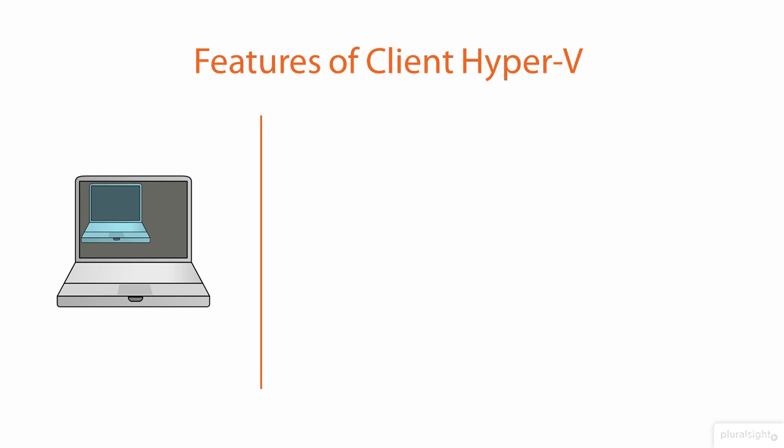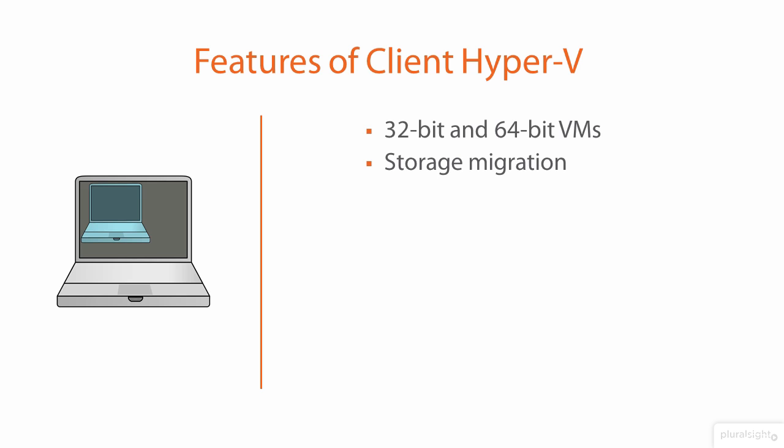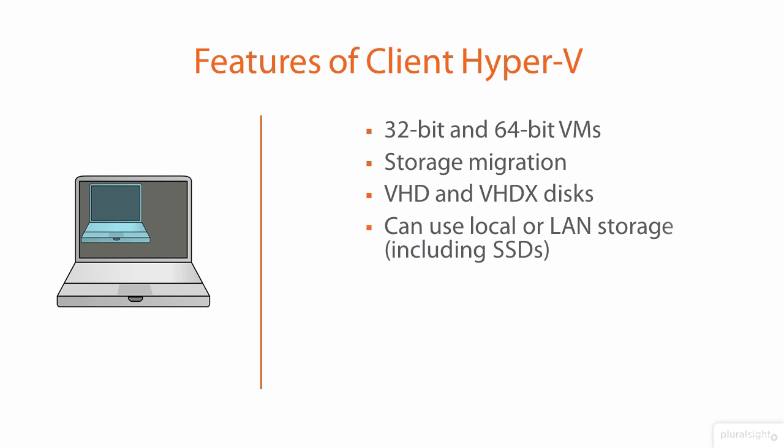Client Hyper-V has a reasonably large subset of the full server-side Hyper-V feature set. It supports both 32-bit and 64-bit virtual machines as guests. Remember, the host has to be a 64-bit platform. It permits migration of virtual machine storage. It supports both the older VHD virtual hard disk format as well as the newer VHDX format, which is more robust. It can use both local storage and network-based storage for those VHD and VHDX files, including, by the way, solid-state disks, which really help the performance of the guest VMs in my experience.